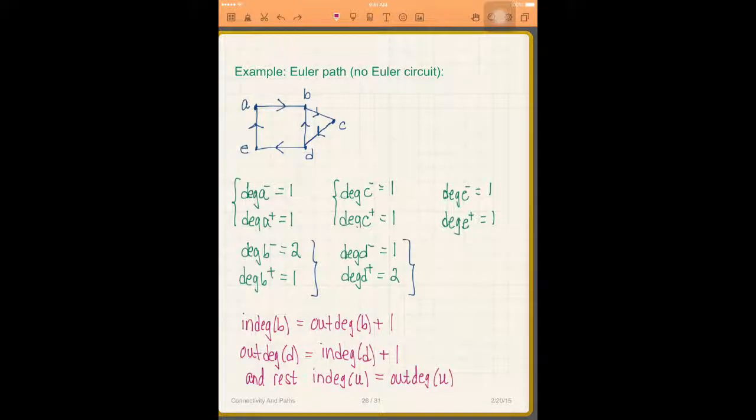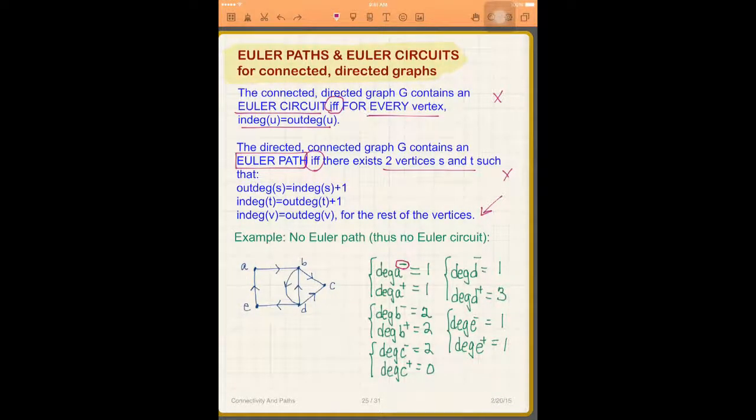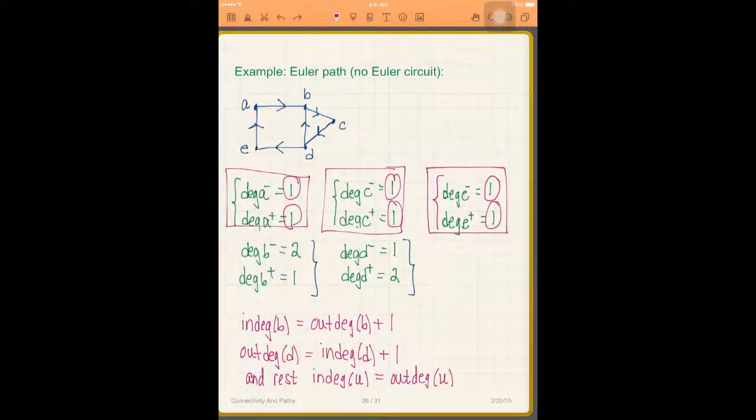Here's an example where I do have an Euler path, but I'm not going to have an Euler circuit. So if I'm looking at the in degrees and the out degrees, you're just going to look at these individually. This is just for E. Does its in degree match its out degree? Yes. This is for C. Does its in degree match its out degree? Yes. A, in degree matches its out degree. And then for the other two, we're hoping that it satisfies this condition where I'm going to have one more. So the out degree of one is one more than its in degree. The in degree of the other is one more than its out degree. And it does satisfy that with B and D.